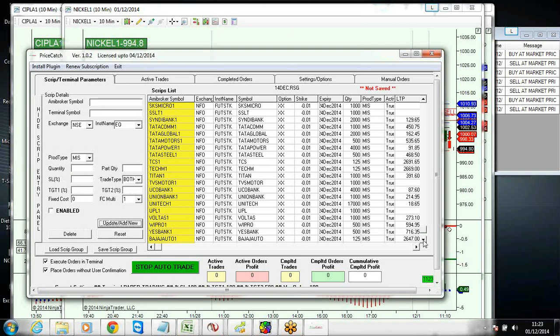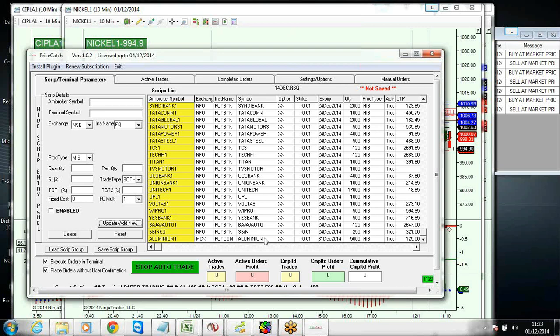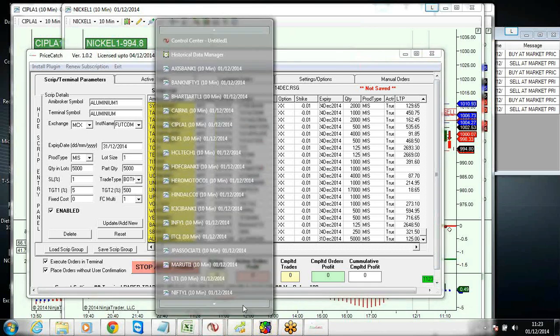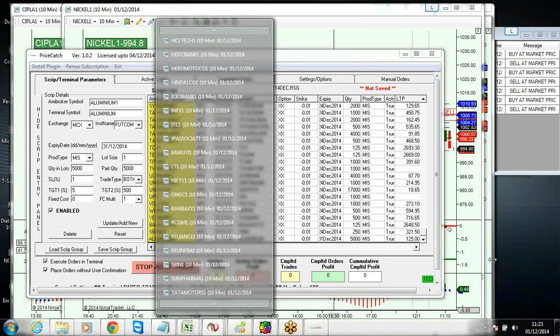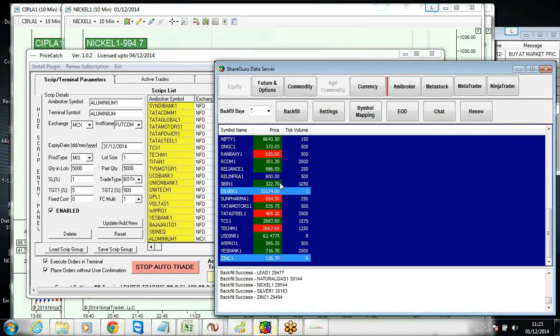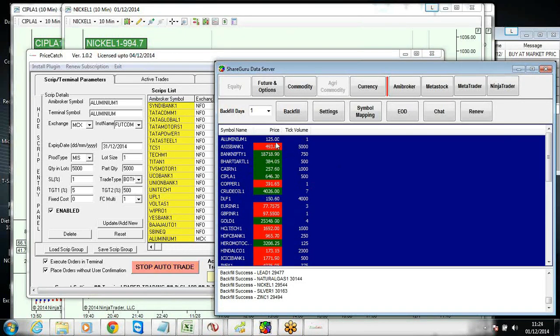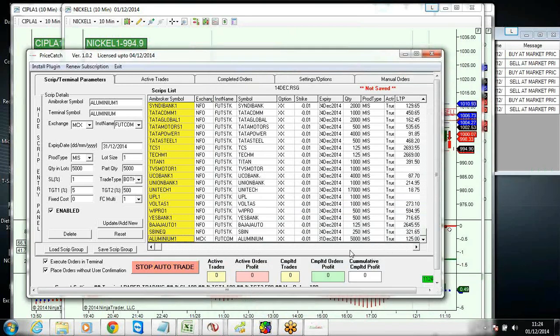So now you can see that at the bottom you have the script added here. That is the current price. 125 is the current price. So you'll get the auto data feed here. You can just check what is the price of aluminium here. Okay, I'll just show you on the share group. So 125 is your current market price, which is reflected even here also.